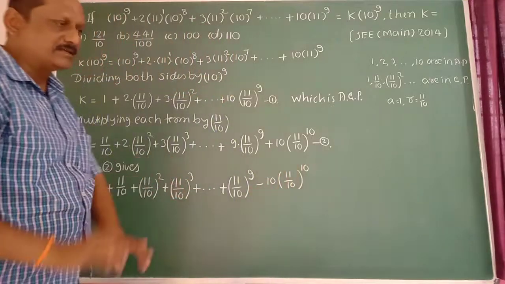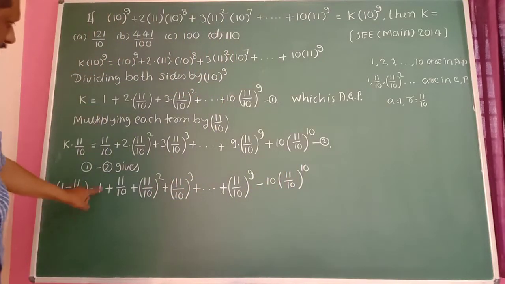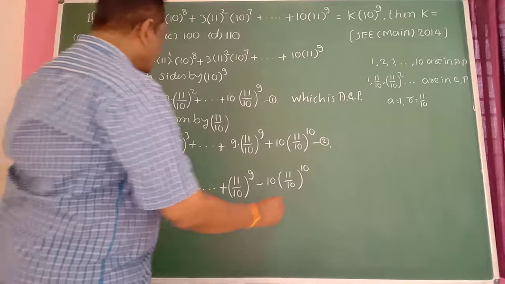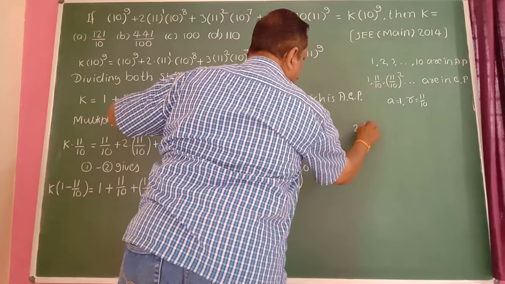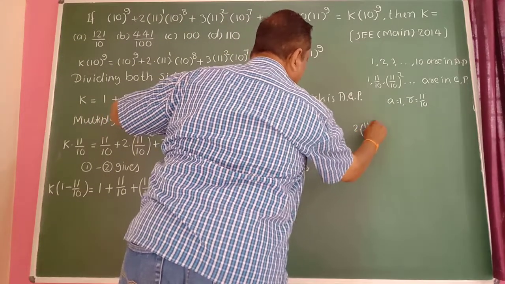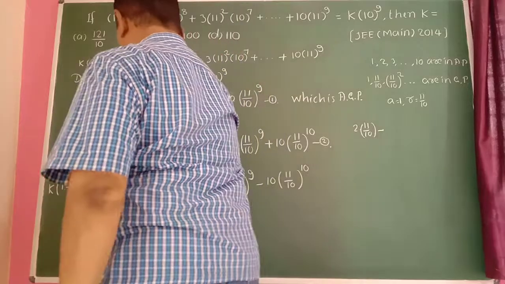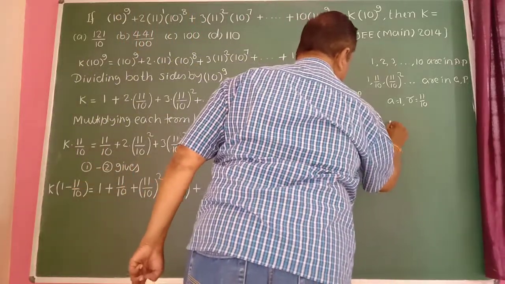I will explain once again. Write this one as it is. This minus this means 2 into 11 by 10 minus this term, this one, 11 upon 10.